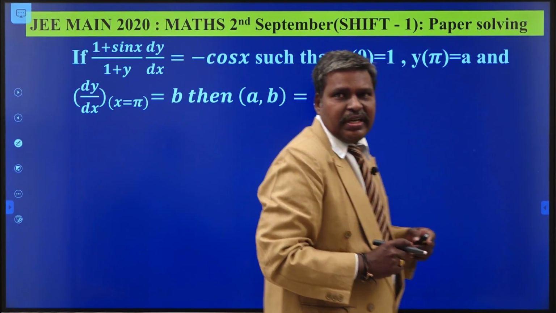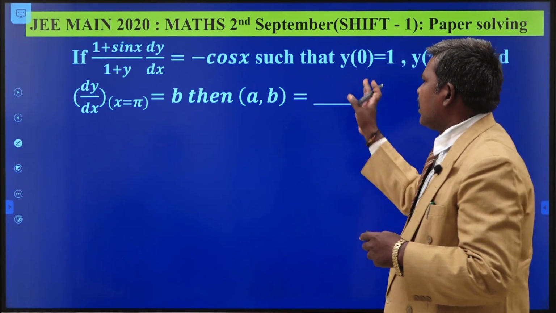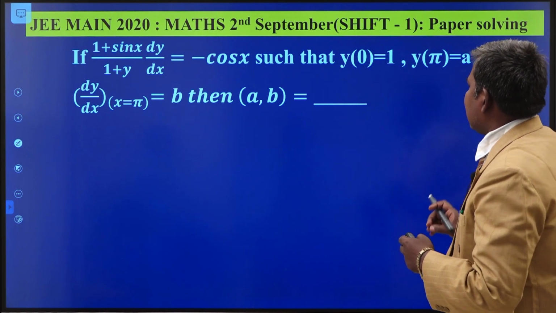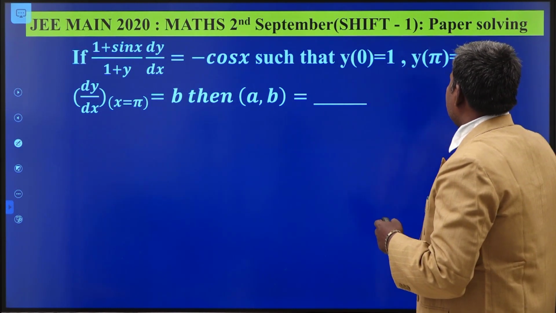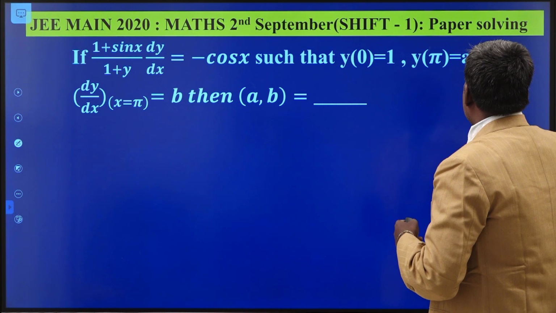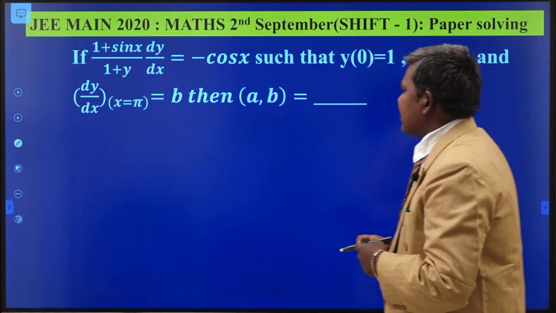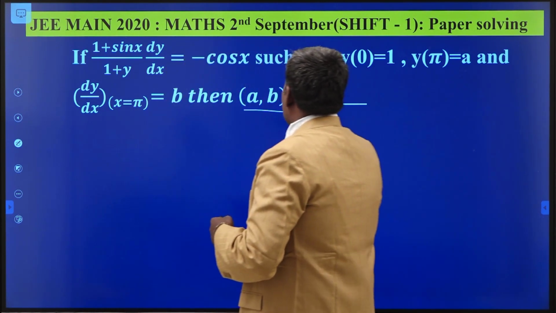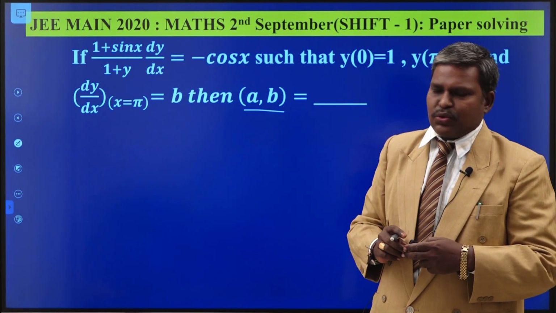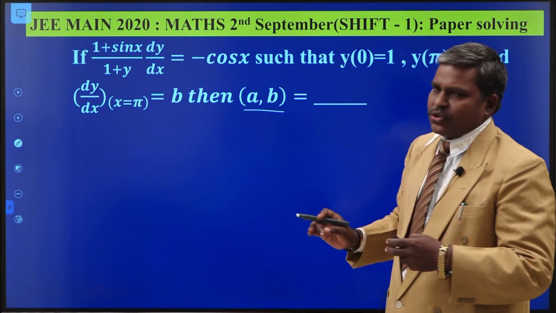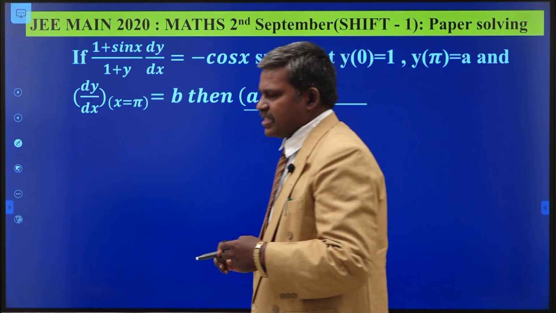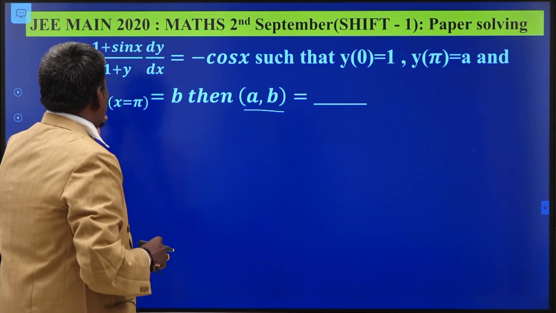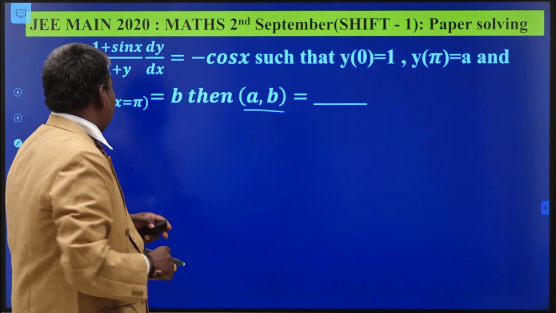See the next question here. Sin x dy by dx plus y... sin x by 1 plus y dy by dx is equal to minus cos x, such that y of 0 is equal to 1 and y of pi is equal to a and dy by dx is equal to b at x equal to pi, then the values of a comma b are what? This is the simplest question related to differential equations. By solving the differential equation itself, we obtain the solution, and from that you can easily write the values of a comma b.